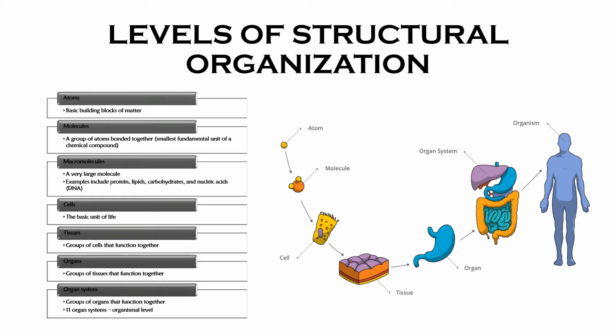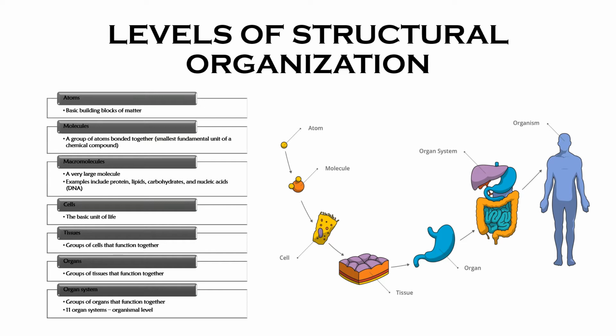Atoms are the basic building blocks of matter. They are the smallest level of structural organization. Groups of atoms that are bonded together are molecules, and molecules are the smallest fundamental unit of a chemical compound. Molecules that are bonded together to create a very large molecule is a macromolecule. And some examples of macromolecules are proteins, lipids, carbohydrates, and nucleic acids.